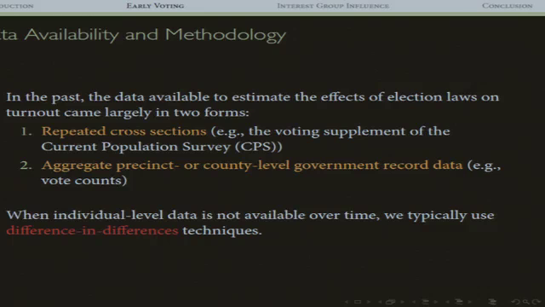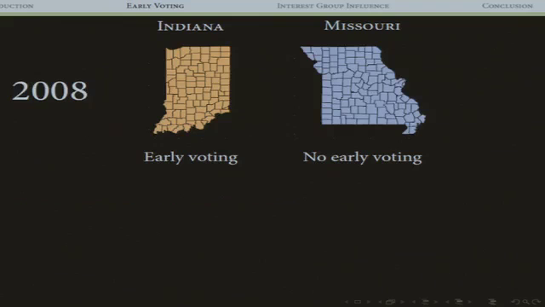Okay, so just for those of you that don't know what this technique is, I'm just going to go through a quick example of it, and then I'll talk about research that's recently been done that comes to a very counterintuitive result with respect to early voting programs. Okay, so what's difference in differences? So here, I've got an example.